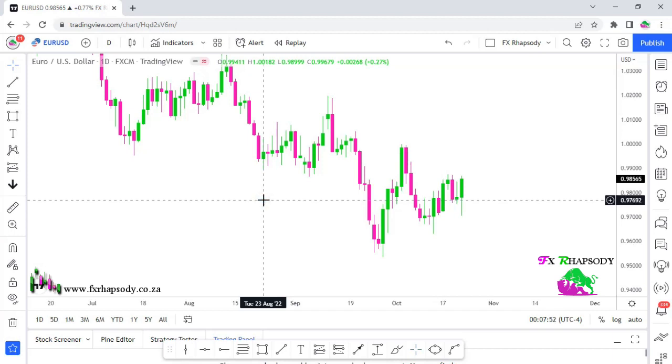And then also, like I said, we're doing top-down analysis and we're using the COT reports in my analysis. You can download the COT reports for free. It's under the resource tab on my website.